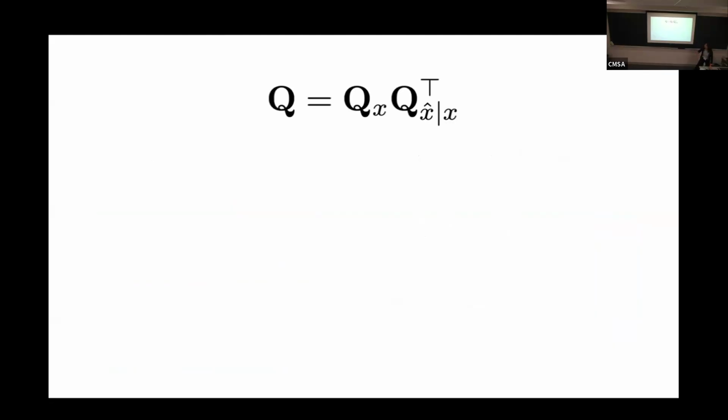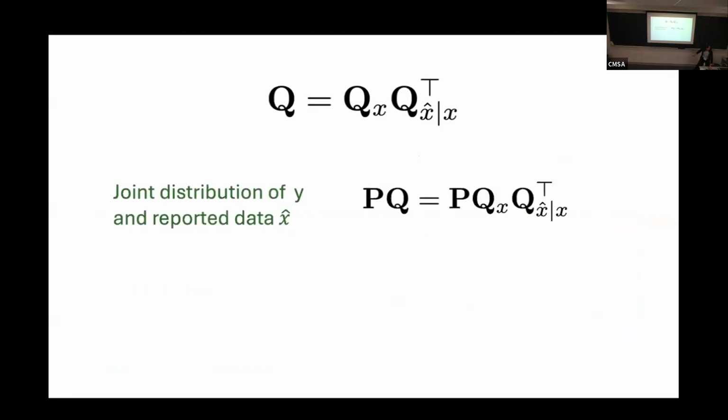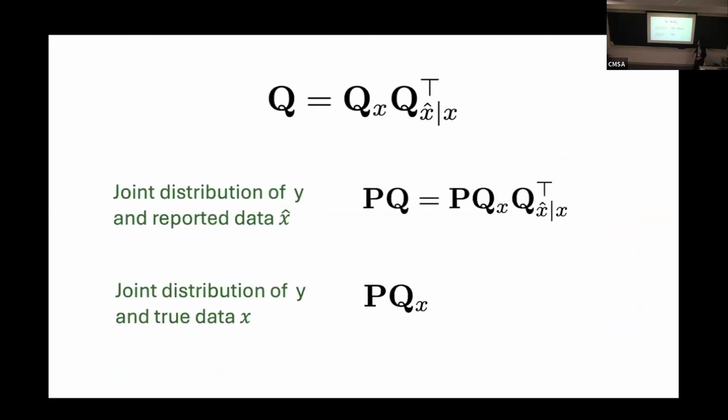And what's the relationship between the 3 matrices? So the joint frequency of x and x hat is equal to the frequency of x times the transpose of the manipulation matrix. So this is not difficult to see. And the important quantity that we care about is the joint distribution of y and the reported data x hat, which is just equal to p times q. Okay. And this can be decomposed using the expression of q into p times qx times the transpose of this matrix. And the joint distribution of y and the true data, which is this one, is just p times qx. And let me put back the figure.